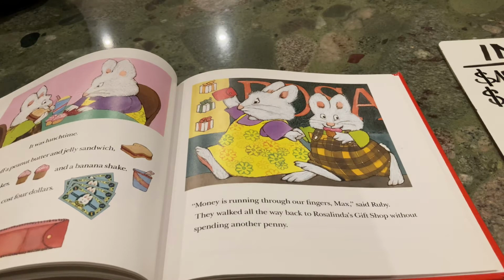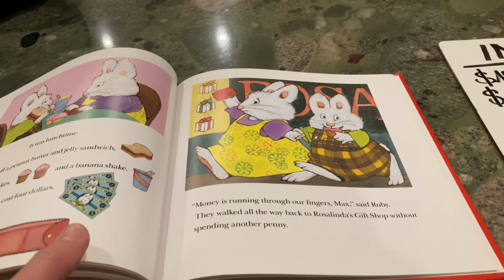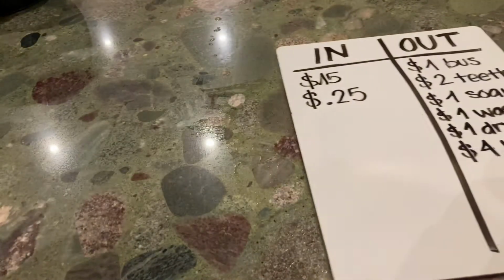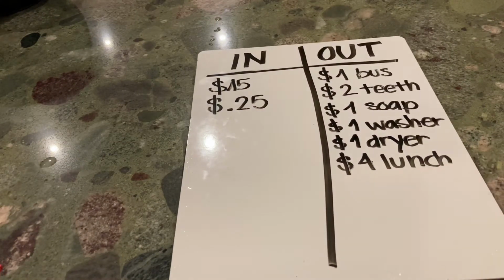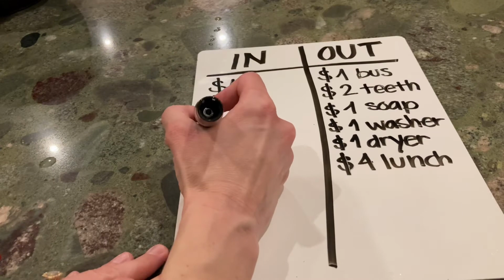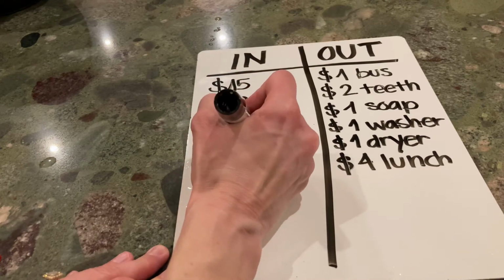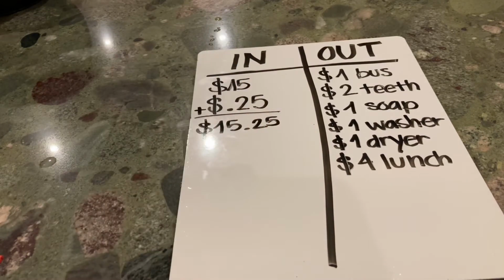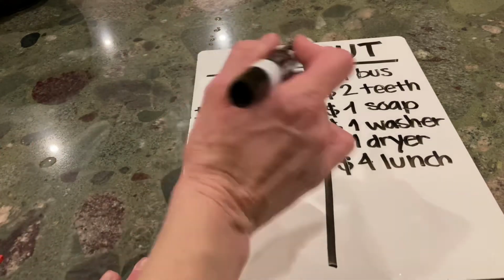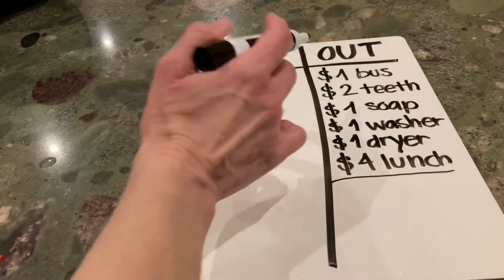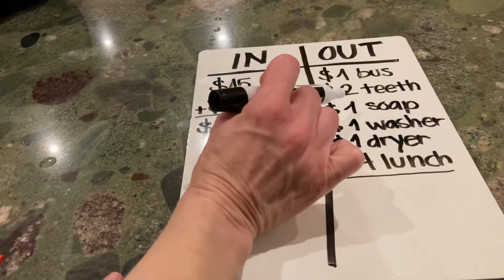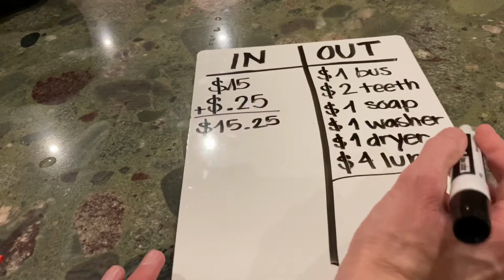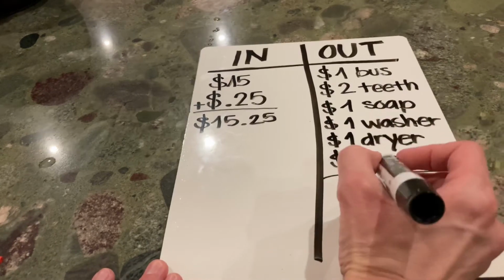So now would be a good time for us to look at how much money they've spent so far. So they started out with $15.25. How much have they spent? Well, $1. So 1 plus 2 is 3, 4, 5, 6, 4. So far, they've spent $10.